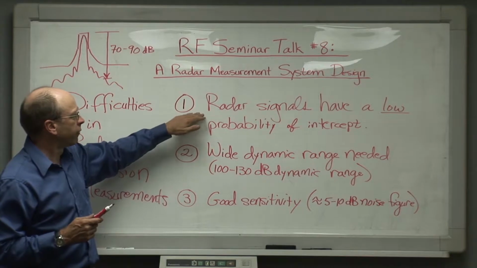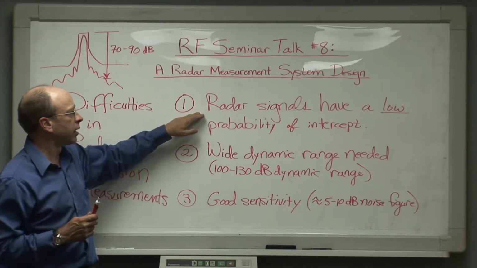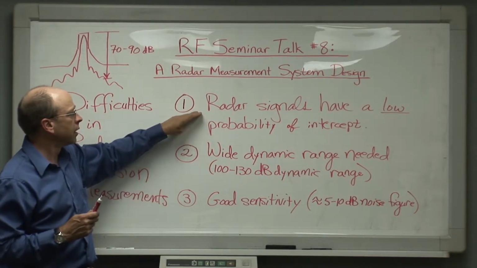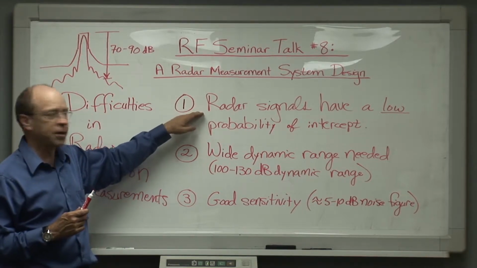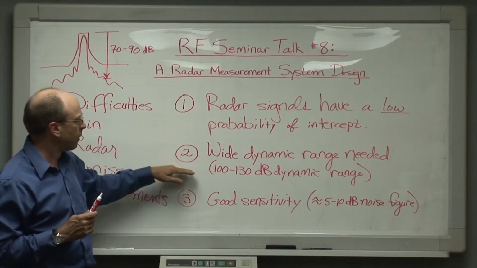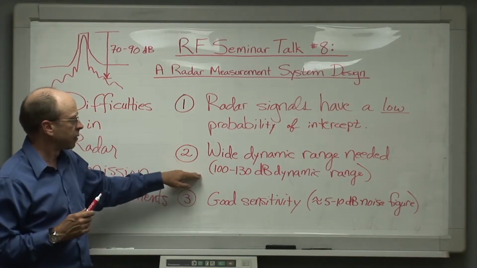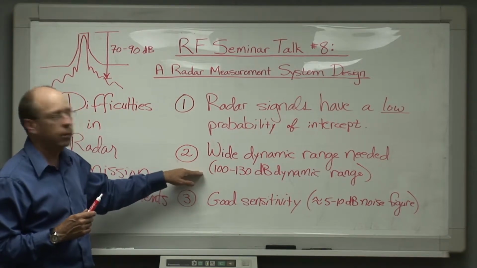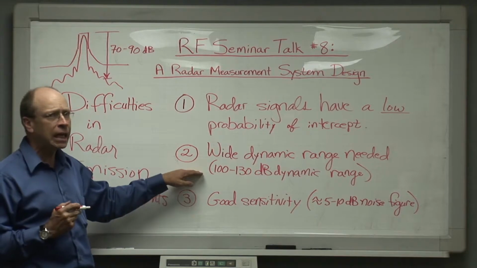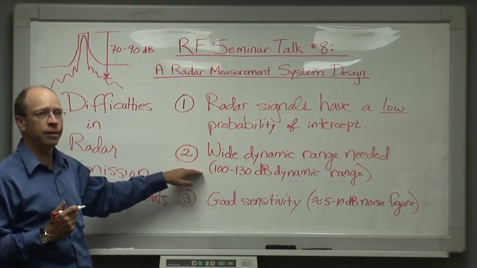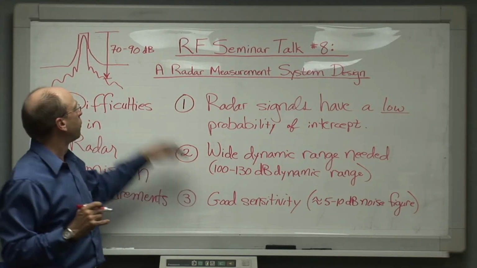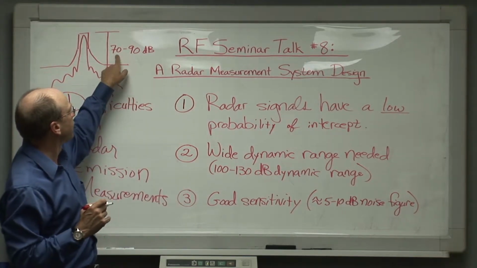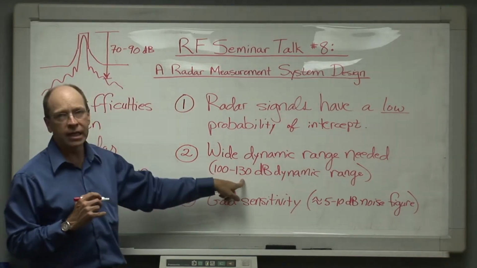First of all, the frequency sweeping behavior of a spectrum analyzer is not an efficient way to pick up low probability of intercept radar signals. Second of all, any spectrum analyzer is only going to have about 60 to maybe 70 dB of dynamic range available right on the screen as you're looking at it. And we need to get anywhere from 70 to 90 to 100 to 130 dB of dynamic range.